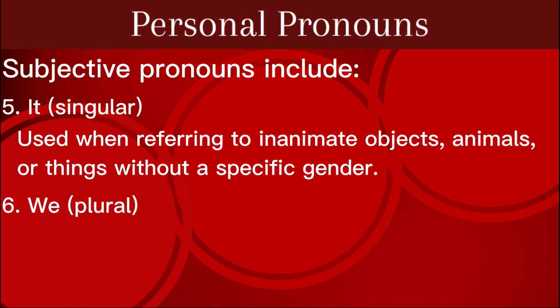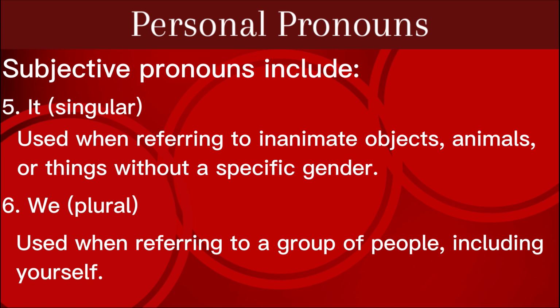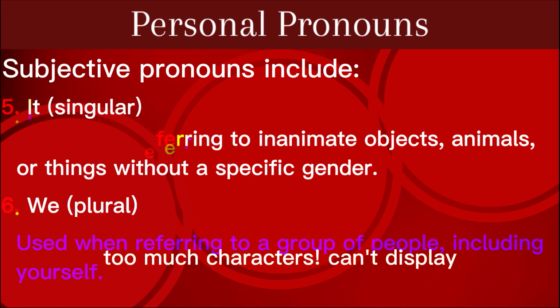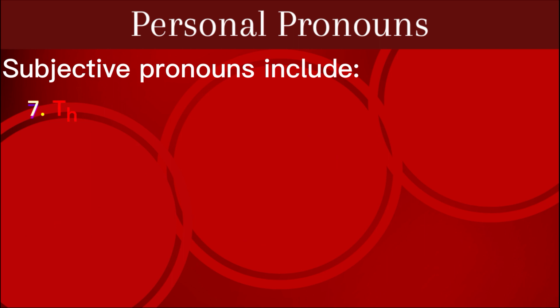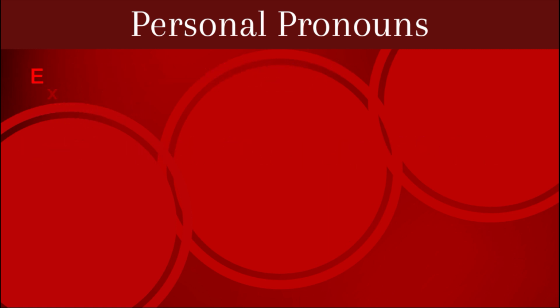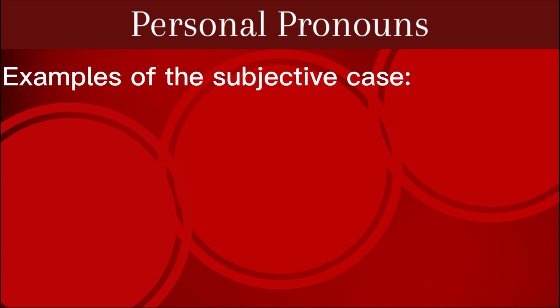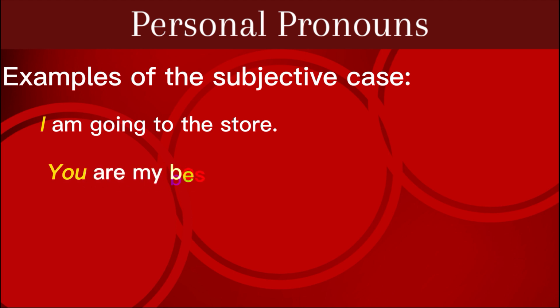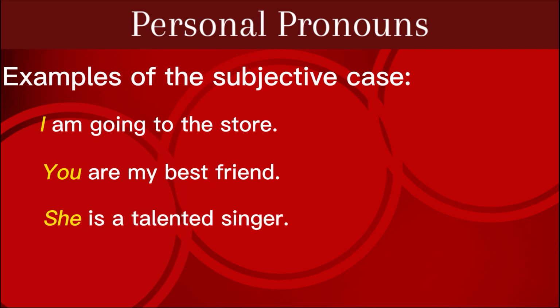We, plural, used when referring to a group of people, including yourself. They, plural, used when referring to a group of people or things. Examples of the subjective case. I am going to the store. You are my best friend. She's a talented singer.